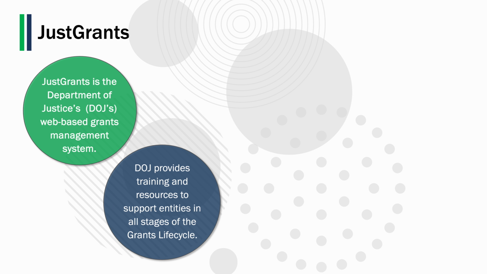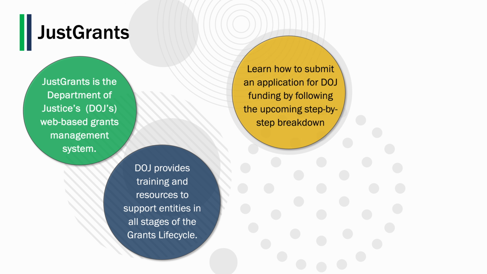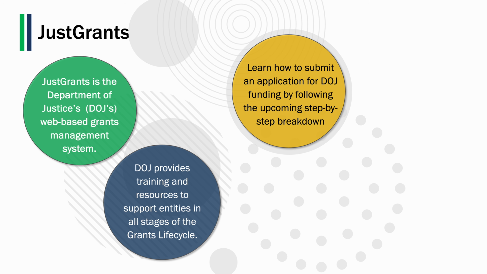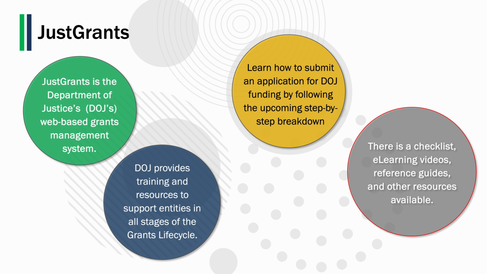Visit the DOJ's full training and resource library online at justicegrants.usdoj.gov. Learn how to submit an application for DOJ funding by following a step-by-step breakdown of the application process. View a checklist, eLearning videos, reference guides, and other resources at https://justicegrants.usdoj.gov/training/application-submission. We will provide all these links again when we review your resources at the end of this video.